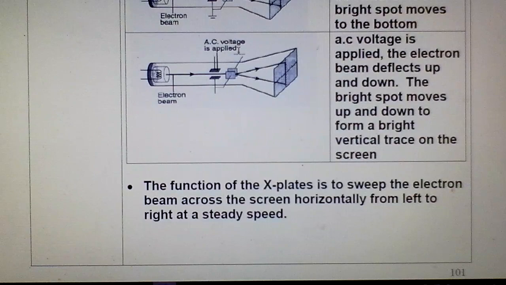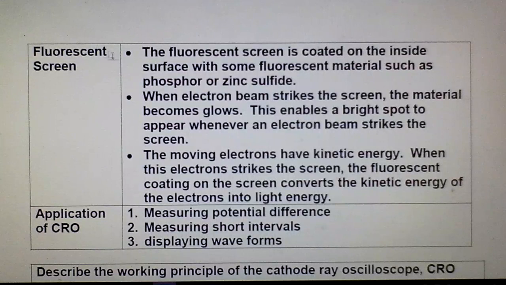Okay, now next is the fluorescent screen. The fluorescent screen is coated inside with some fluorescent materials such as phosphor or zinc sulfide. When the electron beam strikes the screen, the material glows. This enables a bright spot to appear whenever the electron beam strikes the screen, because the kinetic energy of electrons changes to light energy.